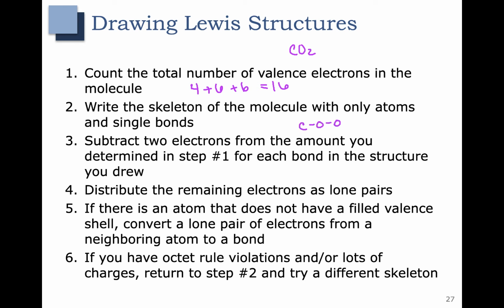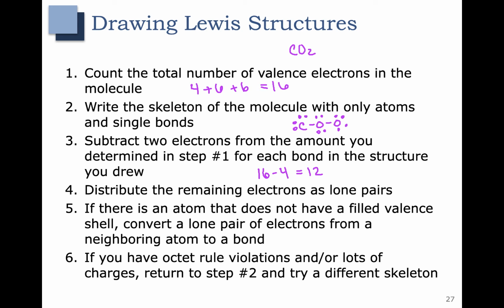We're going to subtract 2 electrons for each bond. I have 2 bonds. So 16 minus 4 equals 12. Now I need to distribute the remaining electrons as lone pairs. 1, 2, 3, 4, 5, 6, 7, 8, 9, 10, 11, 12.